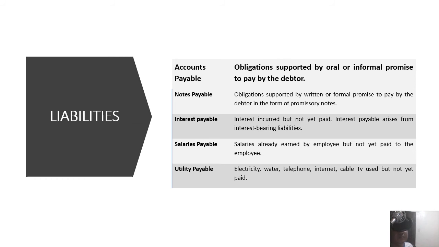Pero, sa iba, sinesegregate nila, no? For example, gumagawa sila ng ibang account. Ayaw nilang i-merge. So, pwede rin naman yan. For example, electricity payable, water payable, telephone, internet. Pwede namang hiwa-hiwalay. Or pwede nga silang i-group.